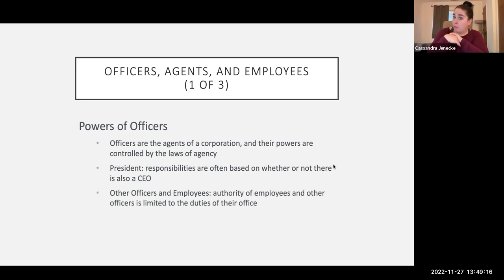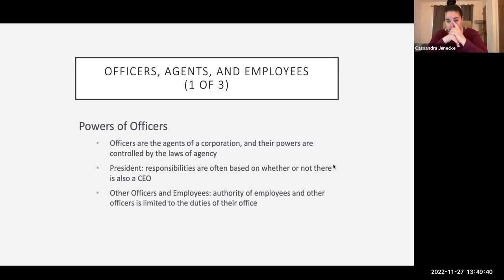Now, the workhorses, if you will, your officers, your agents, your employees of a corporation, these are the folks that are making it happen every single day, right? Short term, long term, they are the ones putting in the work. So your officers are going to be agents of the corporations, and their powers are therefore controlled by the laws of agency, which at this point in our class, we have already had an opportunity to talk about.